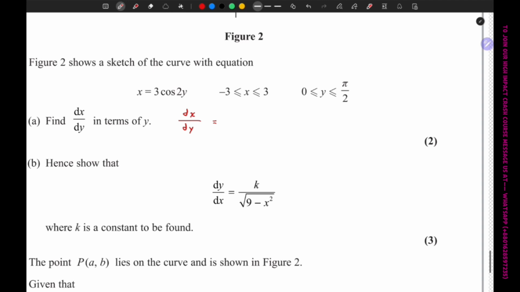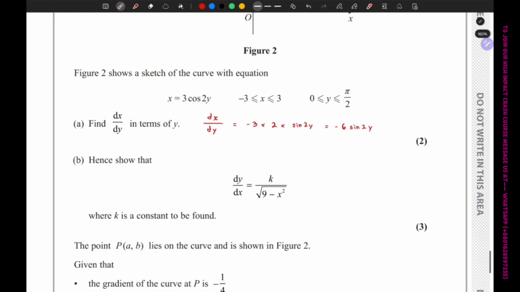So the derivative of this will be minus 3. The 3 is a constant, so you can leave it by the side. So this will be minus 3 times 2 times sine 2y. So this becomes negative 6 sine 2y. So that is it for this part.